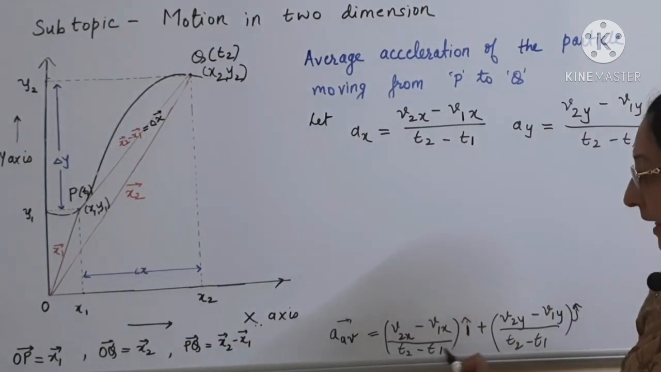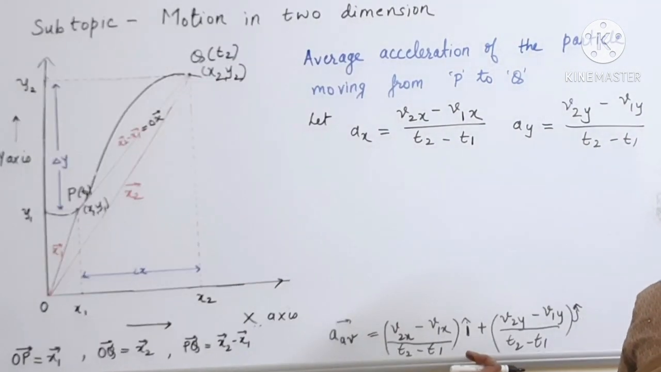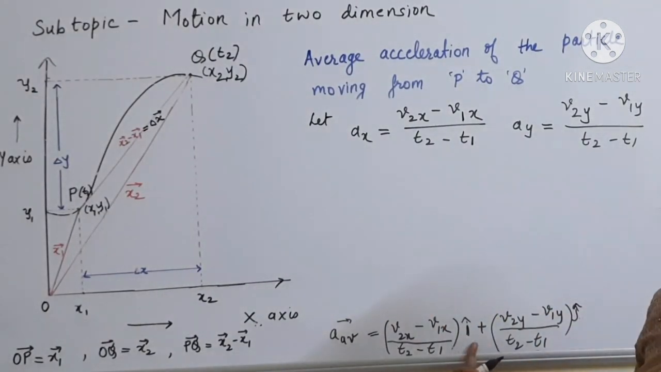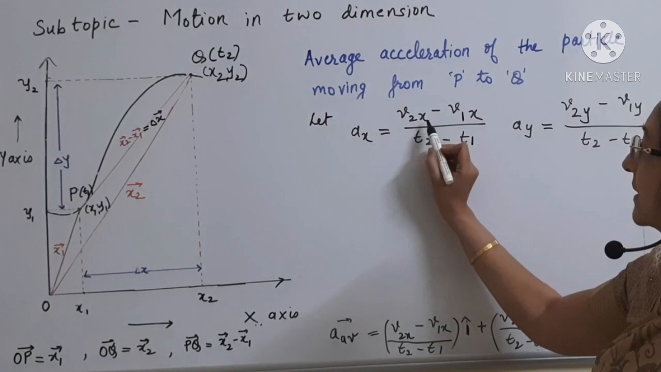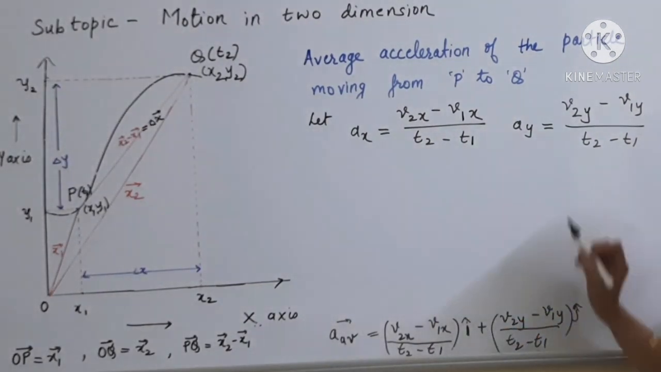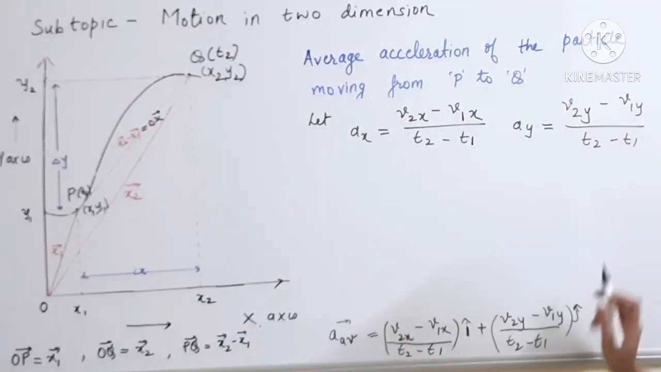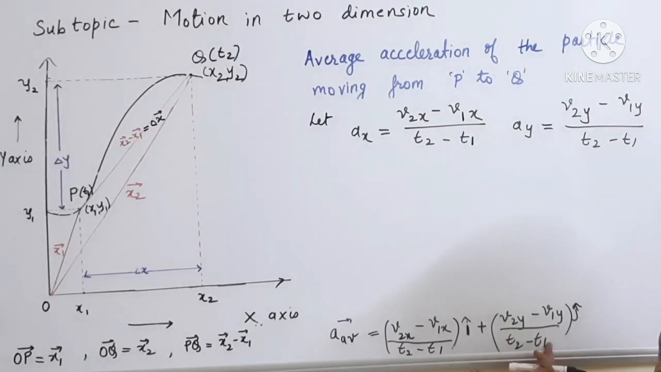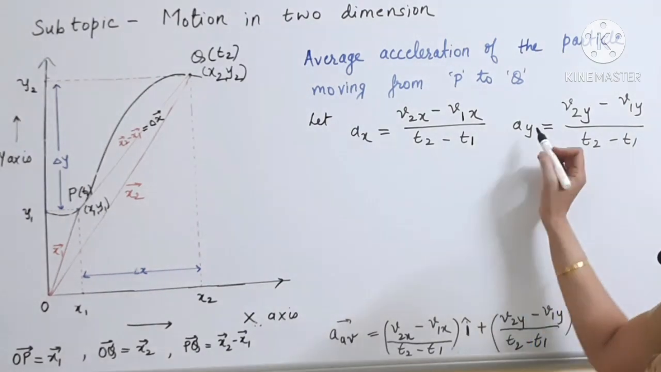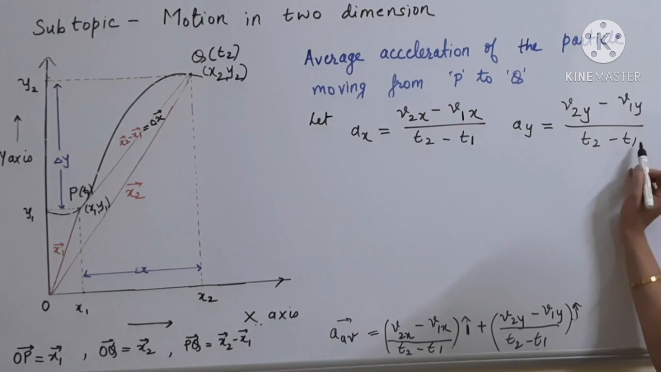हा जो कंपोनेंट आहे, the coefficient of i, त्याला आपण ax असं म्हटलं because it is along the x direction. So ax is equal to v2x minus v1x upon t2 minus t1, आणि हा ay, v2y minus v1y upon t2 minus t1. हा कोण आहे? It is the coefficient of j, म्हणजे along the y direction आहे हा, म्हणून ay is v2y minus v1y upon t2 minus t1.